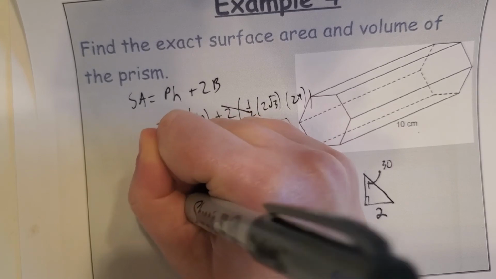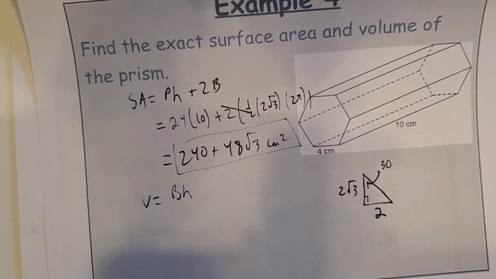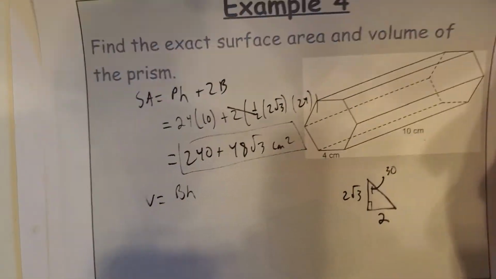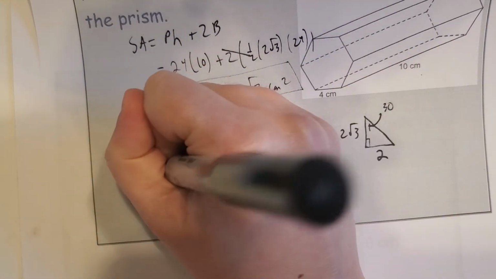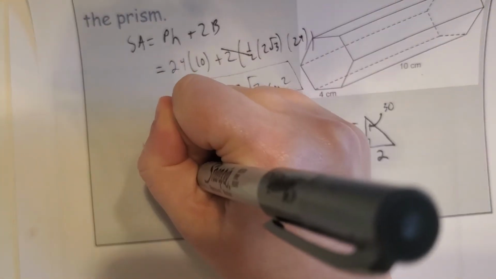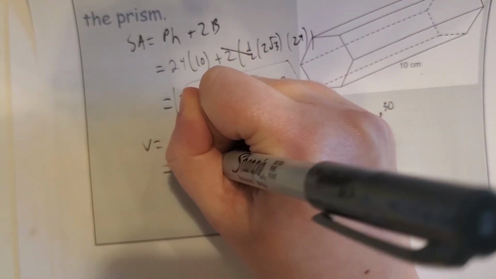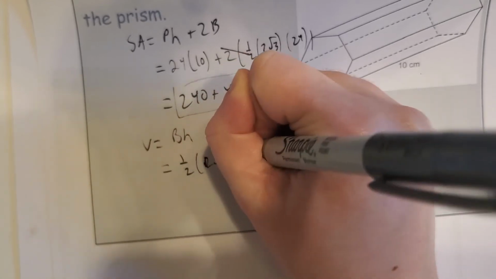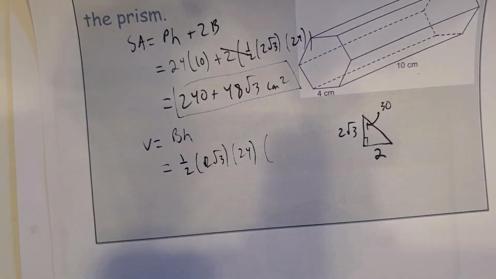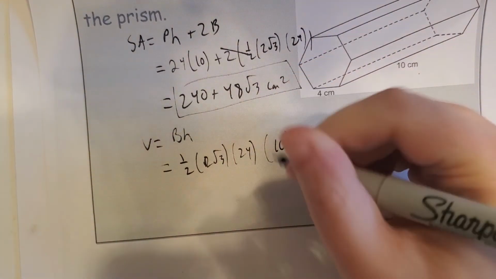Volume is the area of the base times the height. So weird stuff happened here just because we were doing 2 times the area of the base. So I'm just going to go through the whole thing over again, just to be a little bit careful. 1/2 times 2 root 3 times 24. And then we're multiplying that by the height of the actual prism, which is 10.